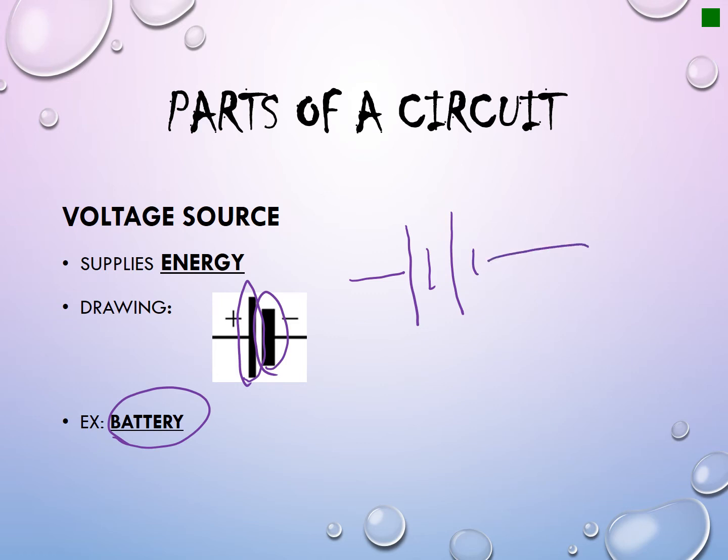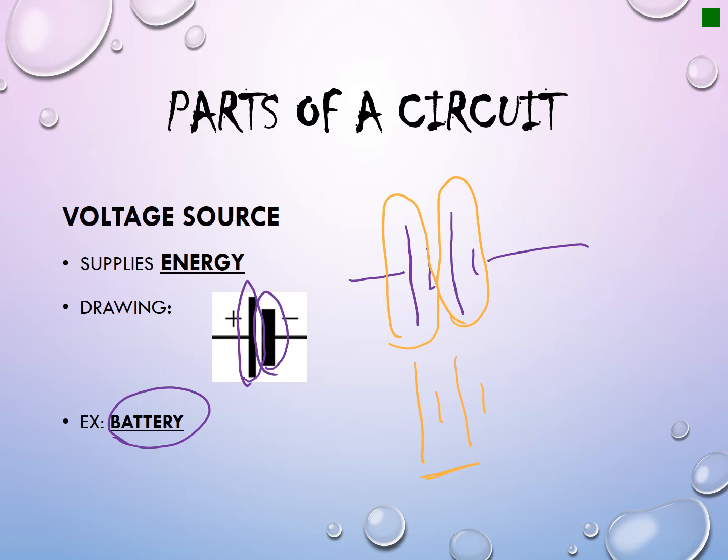So, not big and small. You know how some appliances use multiple batteries? Well, this shows that we have one voltage source followed by another voltage source. So we have 2 voltage sources for that one. So you just keep drawing long, short, long, short.